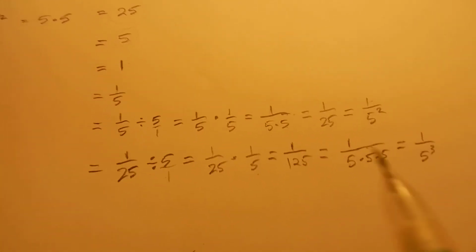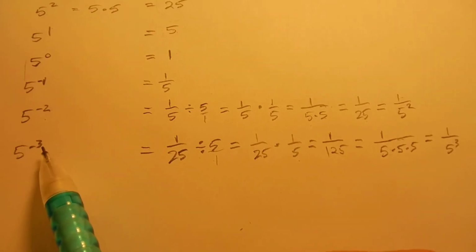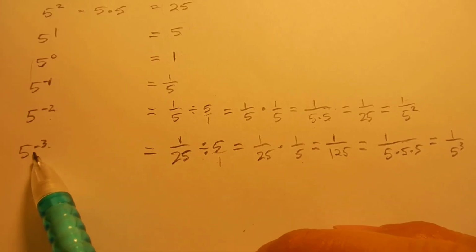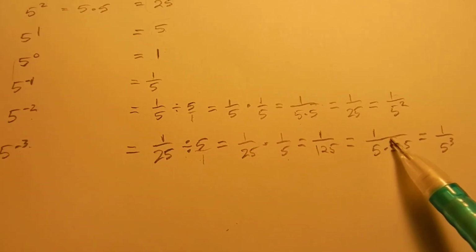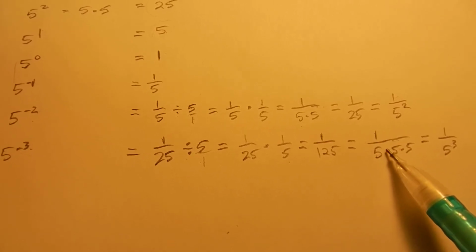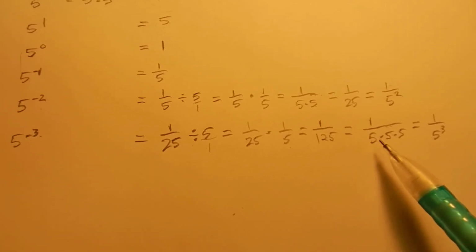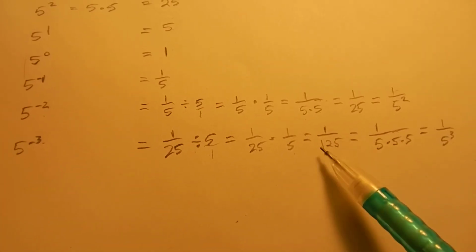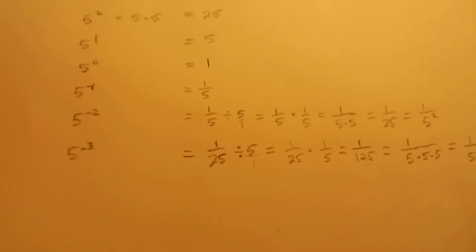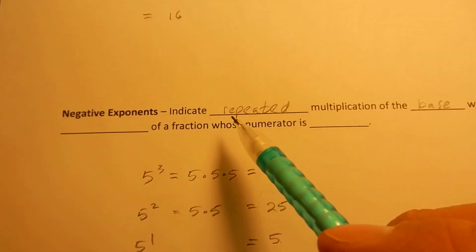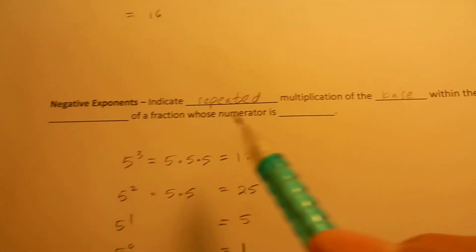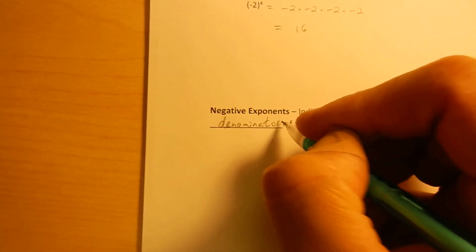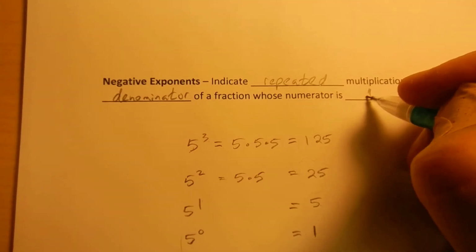Now why did I write that? Well, let me show you. 5 to the negative 3 power means there's 3 5s being multiplied here, but it's occurring, that negative means do it in the denominator of a fraction whose numerator is 1. So a negative exponent means there's a fraction going on. That's my point to you. And we could write it this way in a shorthand version, but this would be the value of it right here. So negative exponents indicate repeated multiplication of the base within the denominator of a fraction whose numerator is 1.